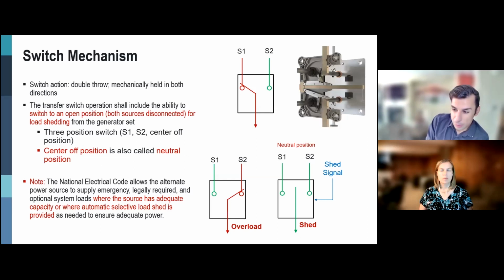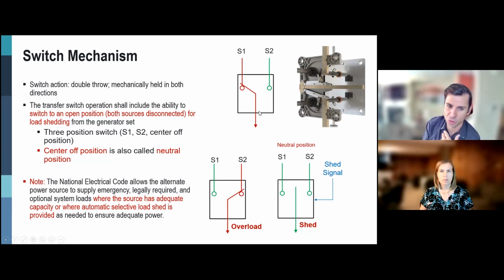Okay, now that we talked about the control and the transition modes, let's talk a little bit about the switch mechanism. Typically we see in the spec that the switch action is double throw, mechanically held in both directions. So it's double throw. That means it is linked in a way so that you can never close the two sources together, right? The transfer switch can be in source 1 or source 2, or in this middle position, the neutral position that I discussed earlier, right?